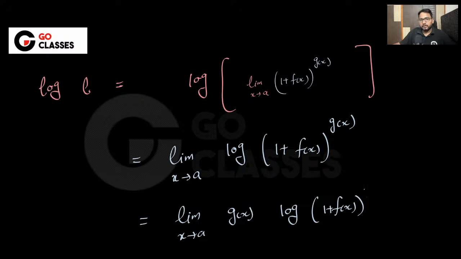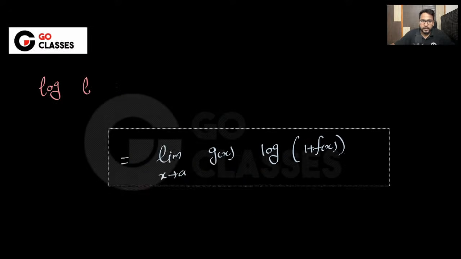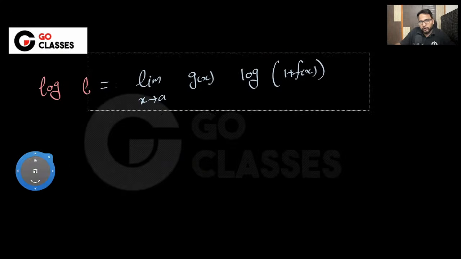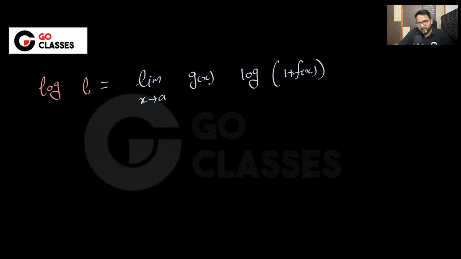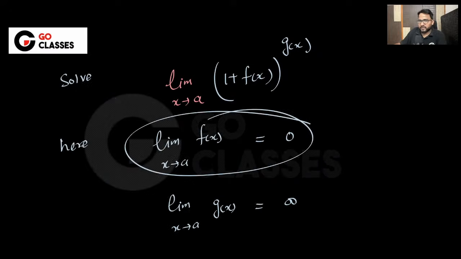Now this is interesting. This g(x) is going to infinity, that is okay. f(x) is going to 0. You want to solve this particular limit. Basically what I just did, I took the log and I'm finally here. Now, if you want to solve this, since at x equal to a, f(x) is going to 0, that's what we have said, right? f(x) is going to 0.